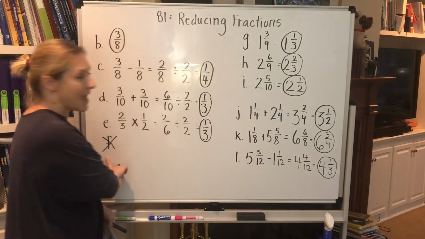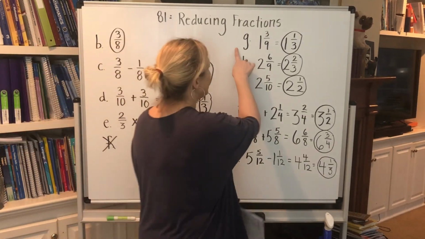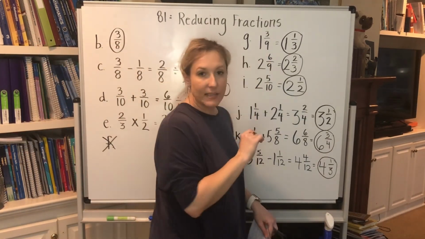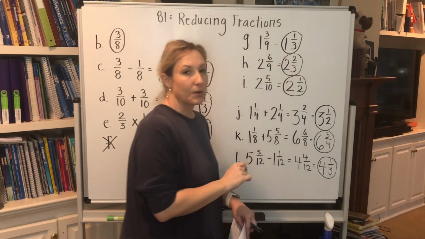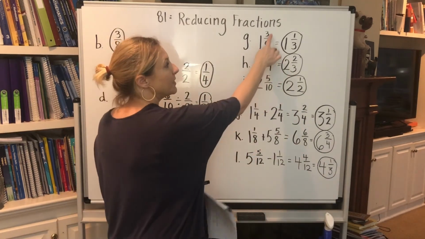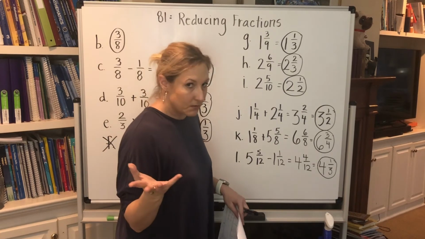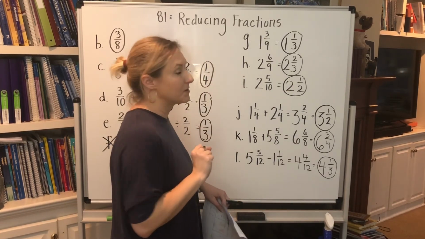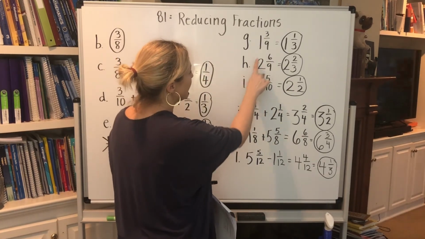Okay, cross out F. We're not doing F. G, 1 and 3/9 reduces to 1 and 1/3. The greatest common factor is 3. Again, 3 is a prime number. There are only two factors, 1 and 3.